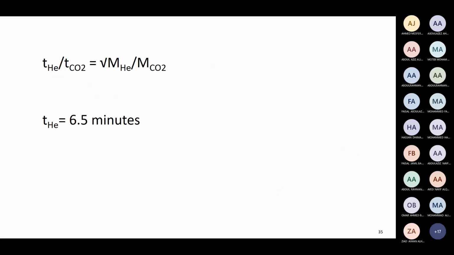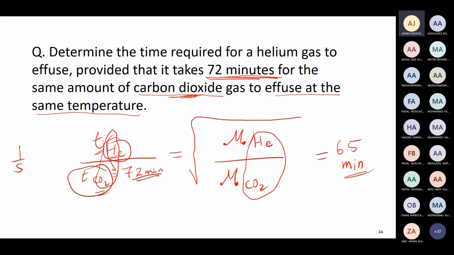I hope so. Good. If he says the distance instead of time? Distance, yes. Distance you keep the same, like speed. If it's distance, you keep the same. If it is time only, you put it in the same order: helium up, CO2 down. But if it is distance or speed or rate, you reverse the ratio. I hope it's clear.